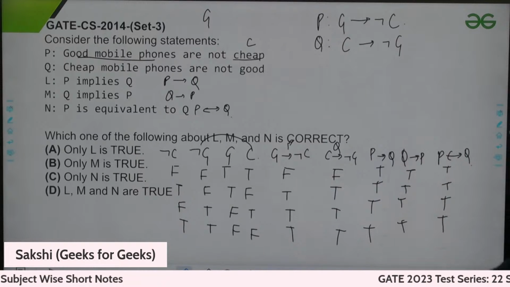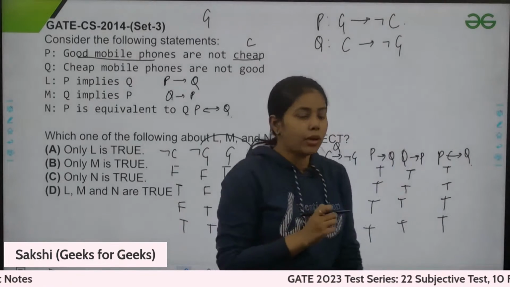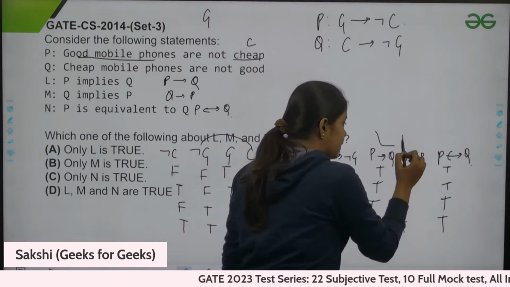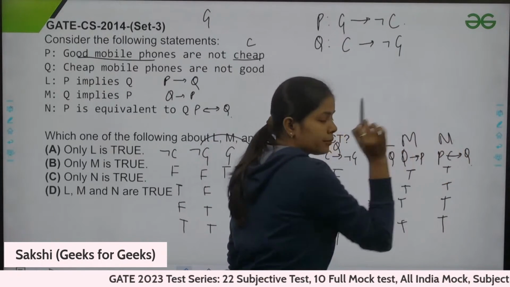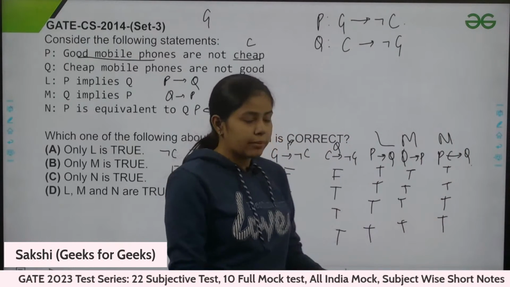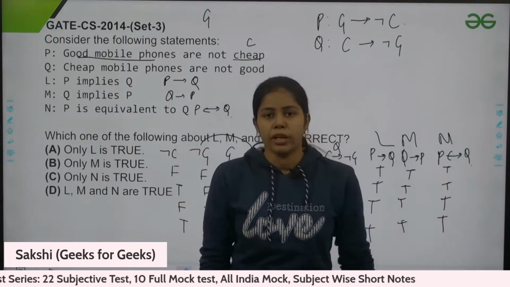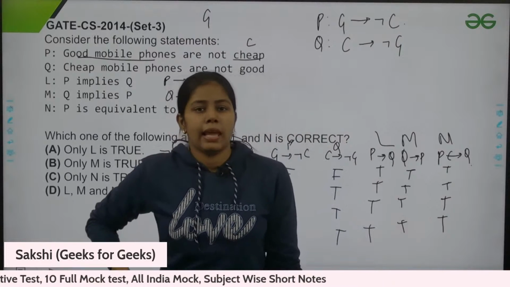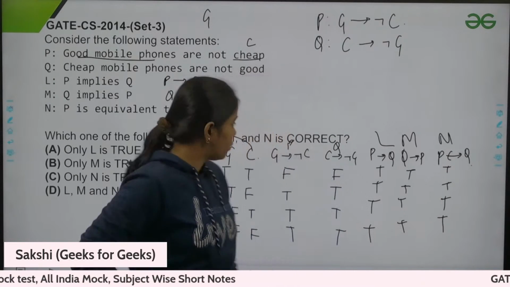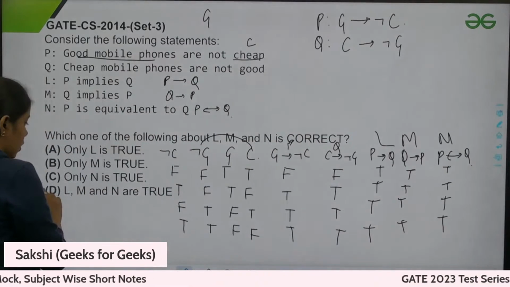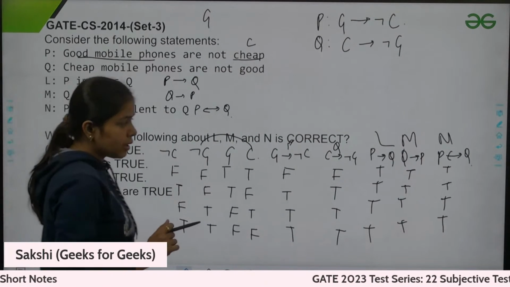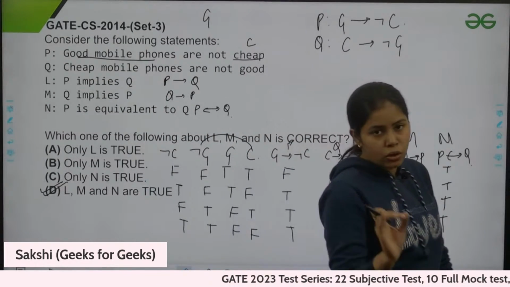So that means L, M, and N. This is my L, this is my M, this is my N. All three statements have truth value true in all the cases. That means L, M, and N are correct. So which option is correct here? Option D is correct.